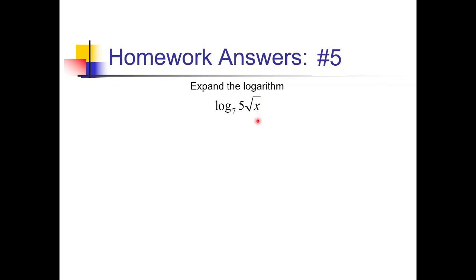To make my life a little bit easier, I'm going to rewrite this radical as an exponent. So this is really going to be x to the 1/2 power. And at this point now, I'm going to break this up using addition of logs. So log of 5 plus log of x to the 1/2. As a final step, I can't have exponents inside my logs if they're expanded, so I'll have to pop out this 1/2 in front. That'll be a log of 5 plus 1/2 log of x.